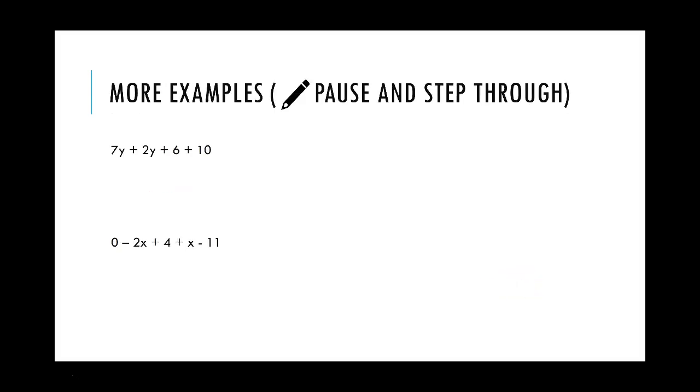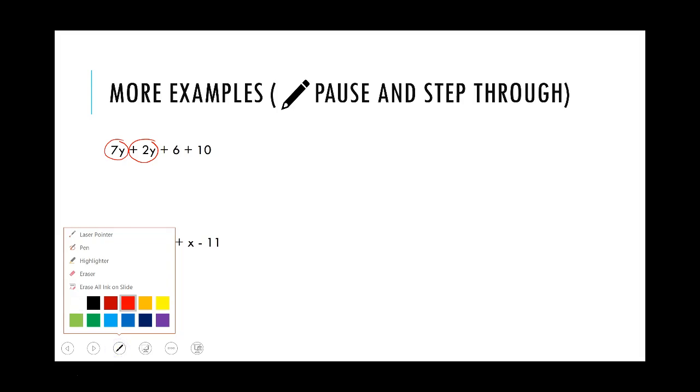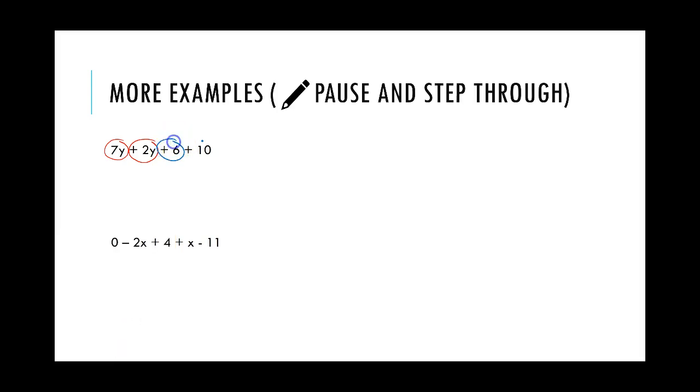Okay, let's look at a few more that have more than just 2 terms with it. So I have 7y plus 2y plus 6 plus 10. So identify your like terms, which would be 7y and 2y. And then constants are always like. So go ahead and pause it, combine the red, combine the blue, and see what you get.